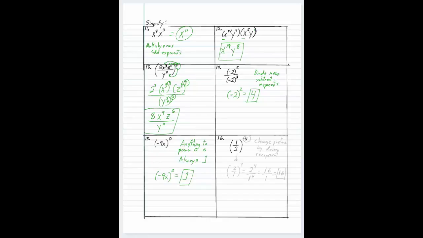Okay. 16, you notice an exponent, but notice the exponent on the outside is negative. Let's change it to positive by doing the reciprocal. So this becomes 2 over 1 to the 4th power, which is the same as 2 to the 4th over 1 to the 4th. 2 to the 4th power is 16. 1 to the 4th power is 1. And 16 divided by 1 is 16.